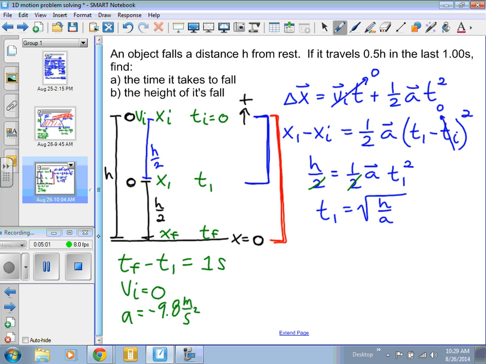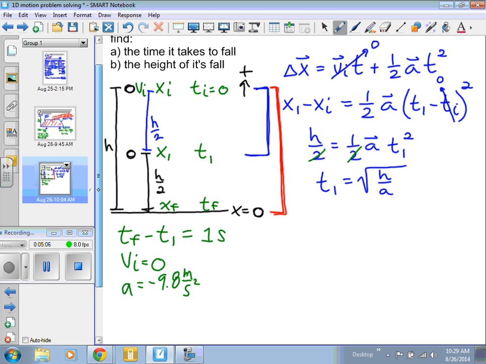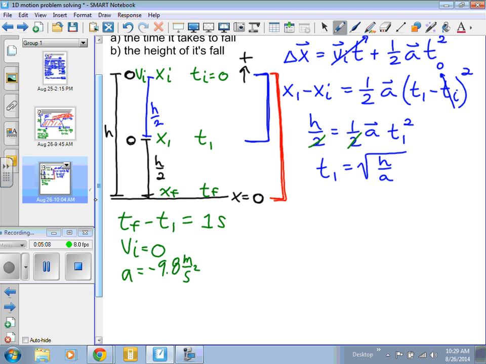We know several things. We know the initial velocity is 0. We know that the time is our total time, and we know the distance that it falls is h. So let's use our same equation from up above. Delta x is equal to v initial t plus 1/2 at squared.